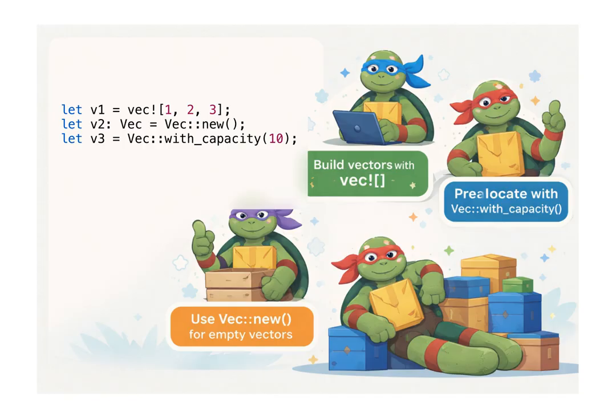Rust provides multiple ways to create vectors. Use the vec! macro for quick initialization, Vec::new for an empty vector, and Vec::with_capacity to preallocate space for efficiency.